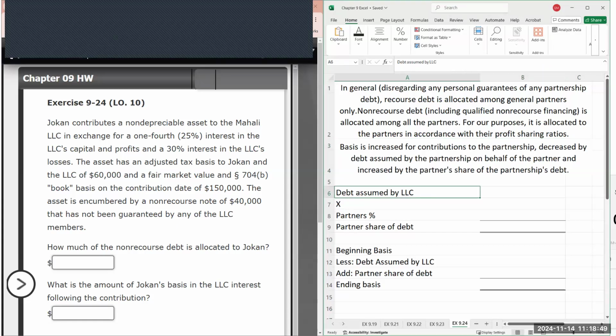So if we look at this question, we see, again, what's going on here? Debt assumed by the LLC, as the problem lets us know, is $150,000.